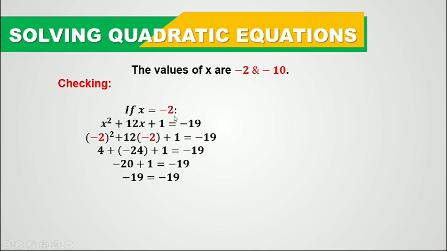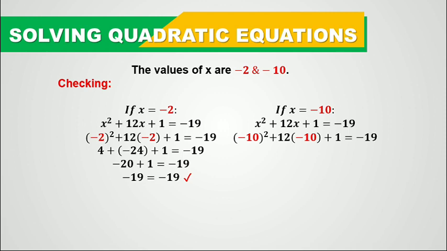So using the first root of the given quadratic equation, we have satisfied the given equation. So our answer, the first root, is correct. Now for the second root, if x is equal to negative 10, let's substitute it. So x squared plus 12x plus 1 equals negative 19, substituting negative 10 to the variable x. So it becomes quantity negative 10 squared plus 12 times negative 10 plus 1 equals negative 19. Simplifying this further, negative 10 squared, that's 100, plus 12 times negative 10, that's negative 120, plus 1 equals negative 19.